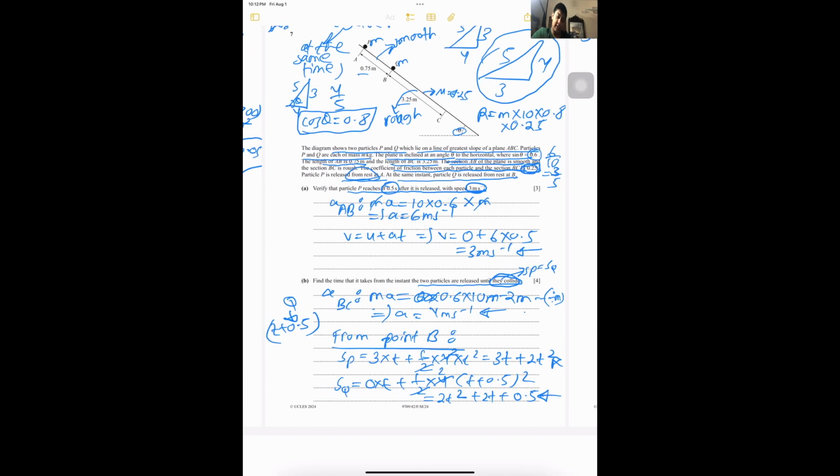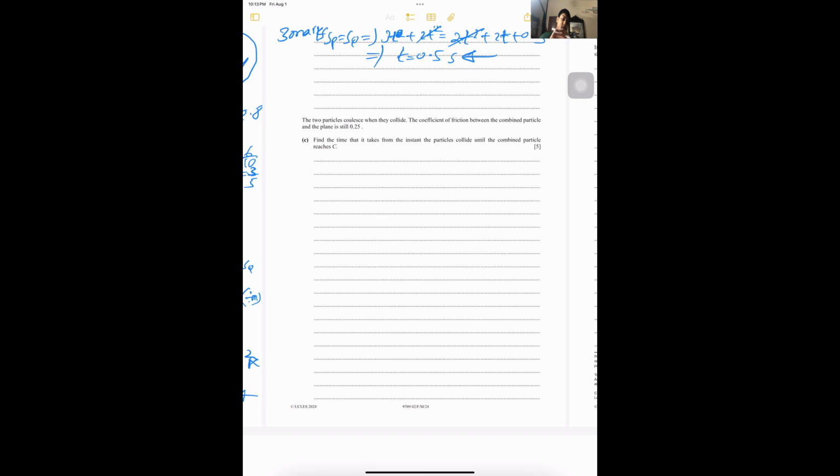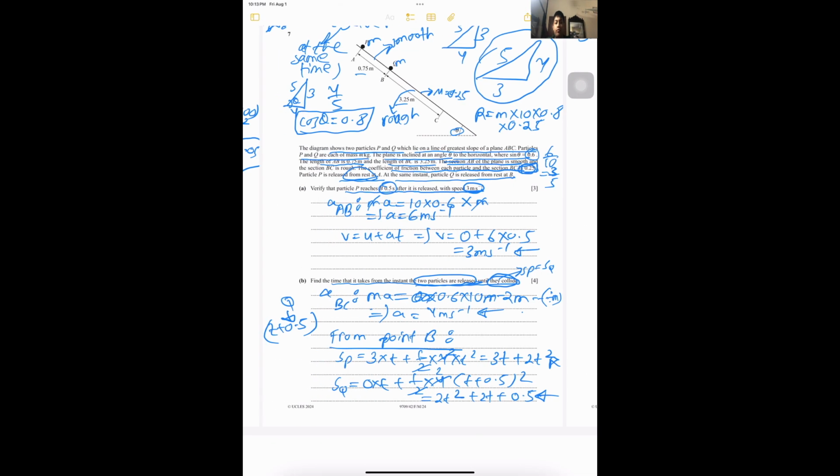Why this is not the answer is they said find the time that it takes from the instant the 2 particles are released. When the 2 particles were initially released, P was released from point A. So you have to, at the end, add the time 0.5 seconds to the time we just found here. We have to always add 0.5. So therefore total time is 0.5 plus 0.5, which is 1 second. That is the sum, and that gave you 4 marks.